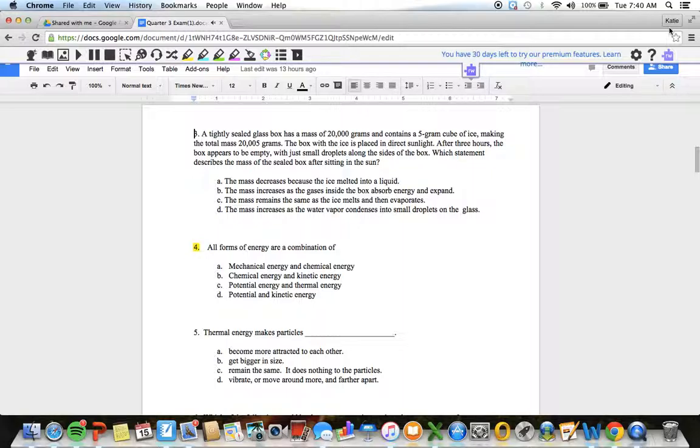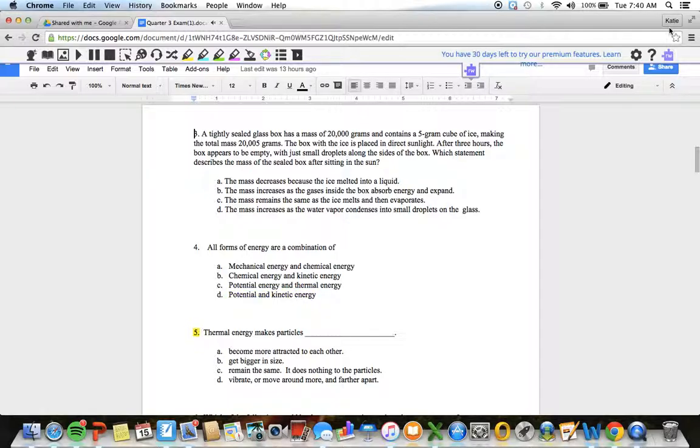4. All forms of energy are a combination of A. Mechanical energy and chemical energy. B. Chemical energy and kinetic energy. C. Potential energy and thermal energy. D. Potential and kinetic energy.